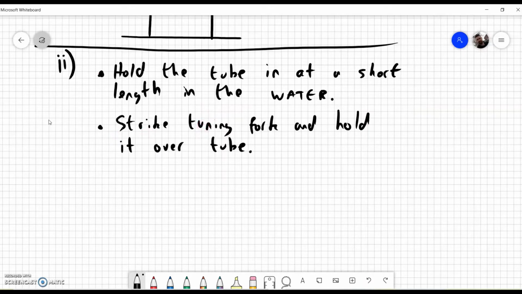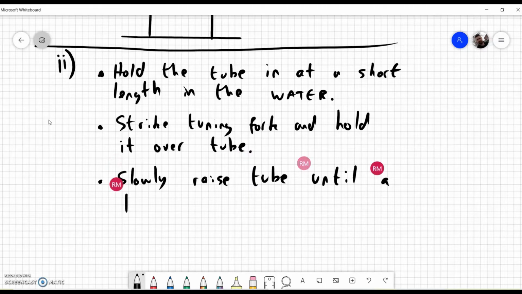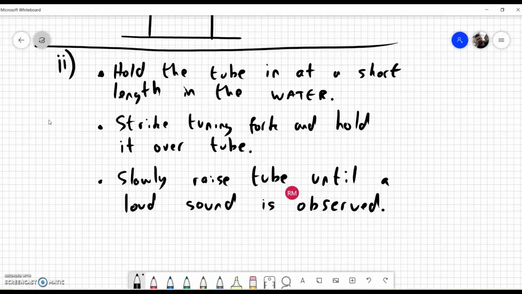And once you've done that, because your tube is inside the water, you then slowly raise the tube until a loud sound is observed. And when you have this happening, that means that you have resonance with the air inside the tube and the tuning fork, which means you've now found the point that is appropriate for you to record the length of the tube.